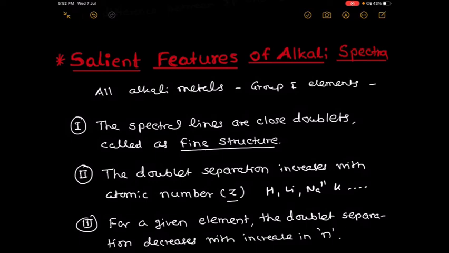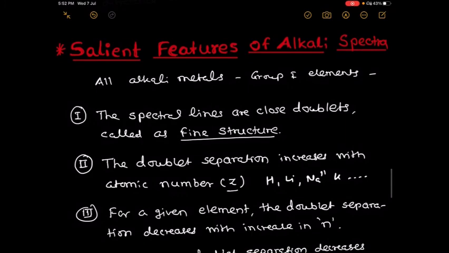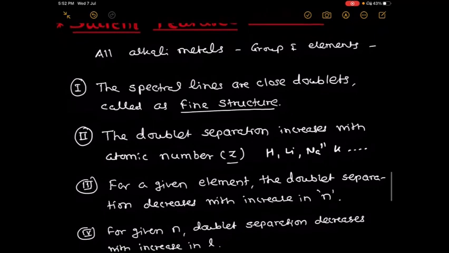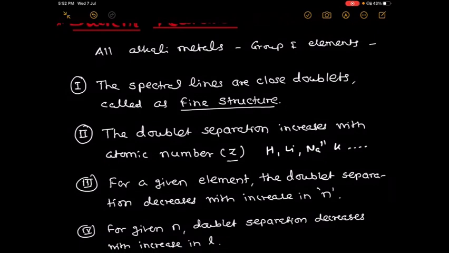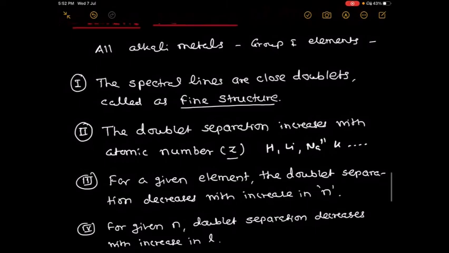Now, for a given element, one of the elements we select here, for example, sodium, the doublet separation decreases with increase in principal quantum number. Means principal quantum number goes on increasing, then what happens? Doublet separation decreases. That we have to show here. Again, for given n, principal quantum number kept constant, the doublet separation decreases with increase in L. Increase in L means we start from L equal to 0, S, L equal to 1, P, L equal to 2, D, and F, means start from S, P, D, F. We take that series in a given n. Doublet separation goes on decreasing.